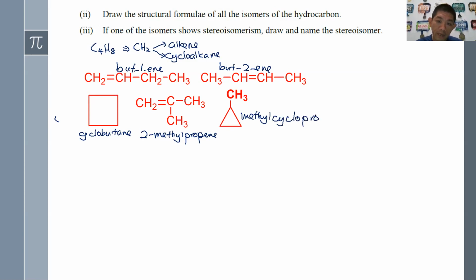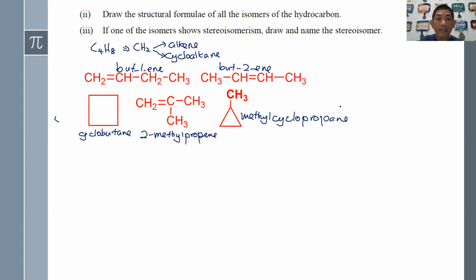Now, the STPM style of giving marks is usually like this. They will definitely ask you to propose all possible isomers. For each isomer that you do not propose, they will deduct 1 mark. In other words, if you propose all 5, you have 4 marks. If you propose only 4, you have 3 marks. If you propose 3, you have 2 marks. If you propose 2, you have 1 mark. That is how STPM style usually goes. That is all the possible isomers for the hydrocarbon.